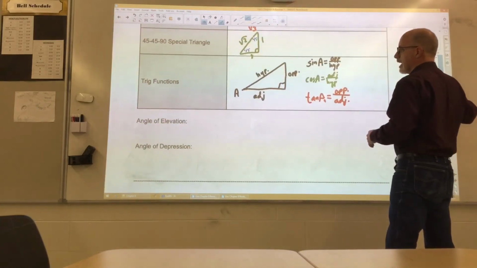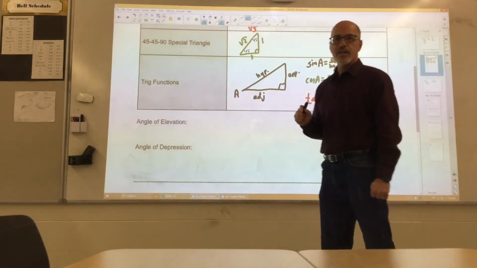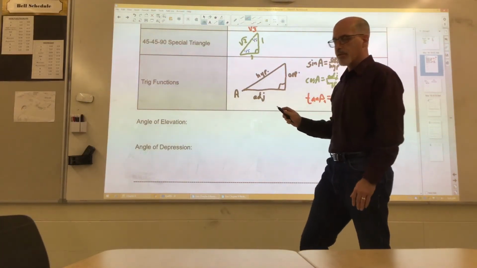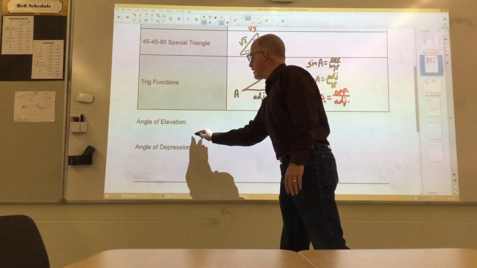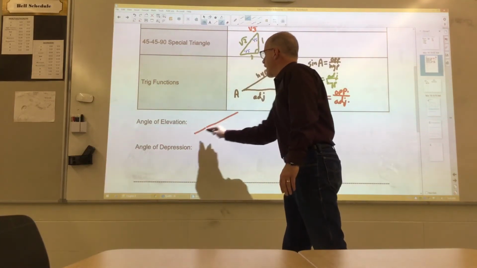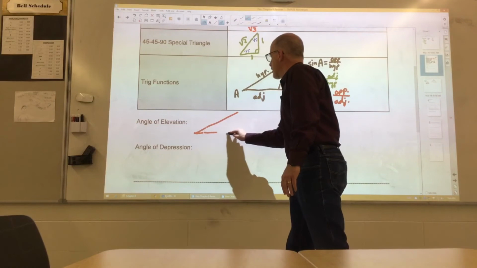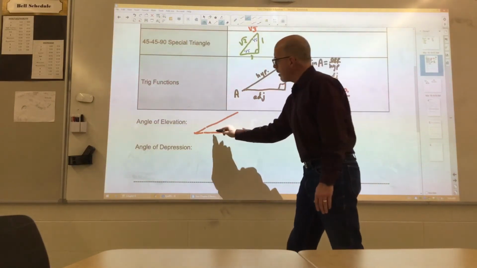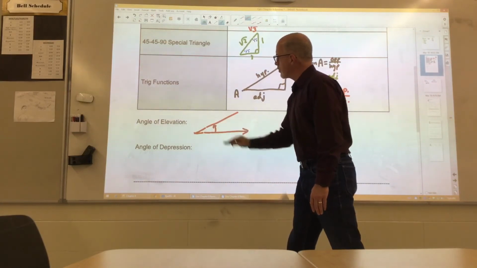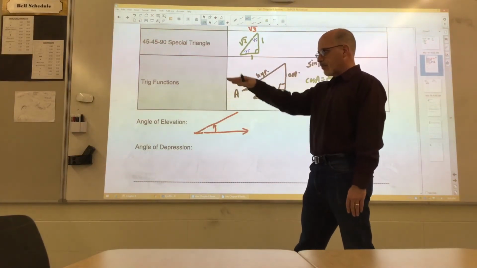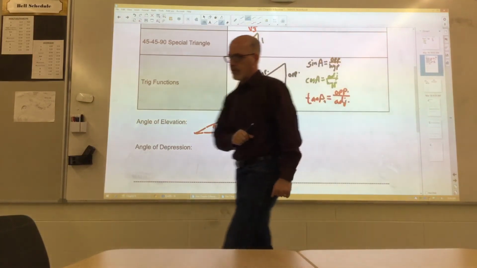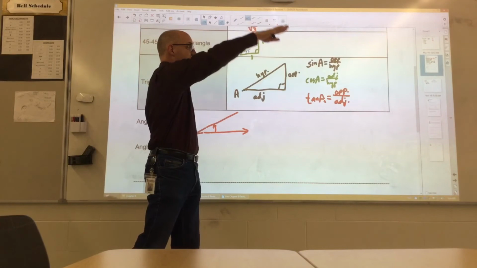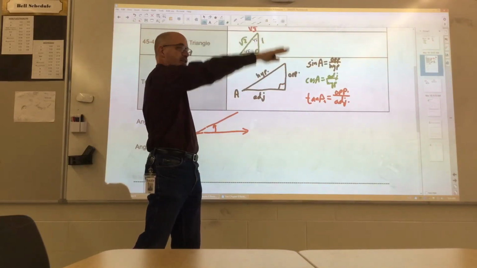Now using that, we do what are called angle of elevation and angle of depression problems. And just as a reminder, and I'll do an example of these a little bit later, angle of elevation is from looking straight out at the horizontal. You look up at something, and that is your angle of elevation. So from looking straight out, you look up, and that angle is your angle of elevation.